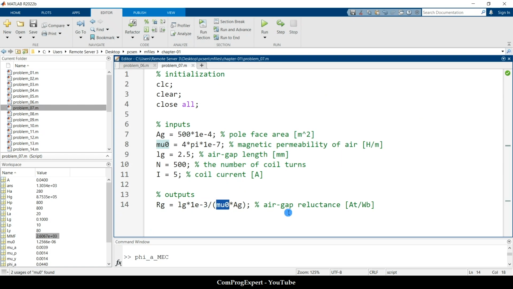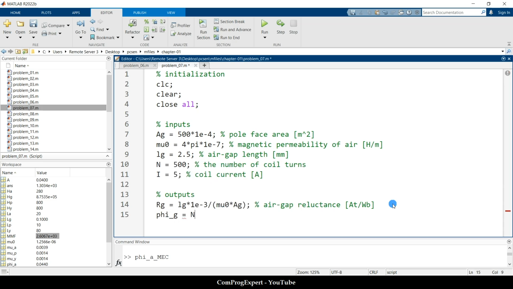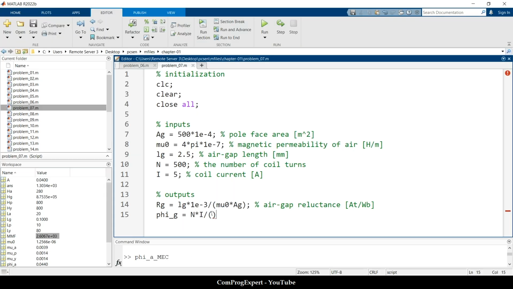And we can calculate the phi gap. This is the flux in the gap, N times I divided by 2 times reluctance, right? These two are parallel and these two reluctances are in series. So 2 times reluctance of the gap. This is flux in air gap. The unit is Weber. Finally, we can calculate the flux density in air gap.